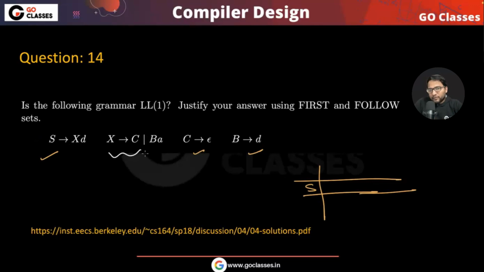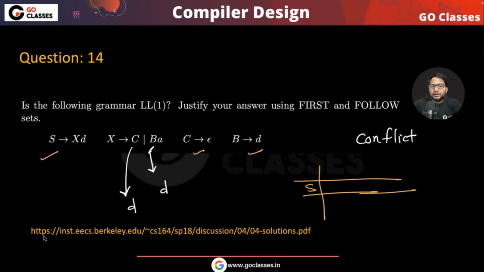Now there might be conflict because of this. Let's just see. This will go to small d. This will go to small d. Since this is epsilon, this will go to follow of capital X. So what is the follow of capital X? This will also go to small d, right? This will also go to small d. So that is why you will say there is a conflict. Okay. So there is a conflict.